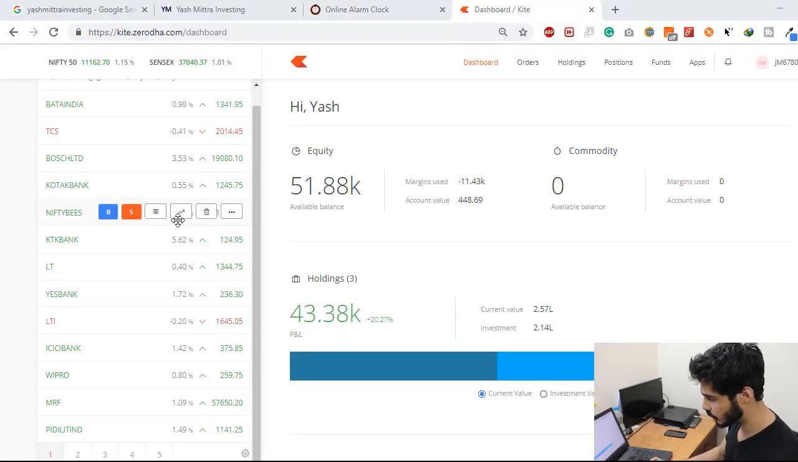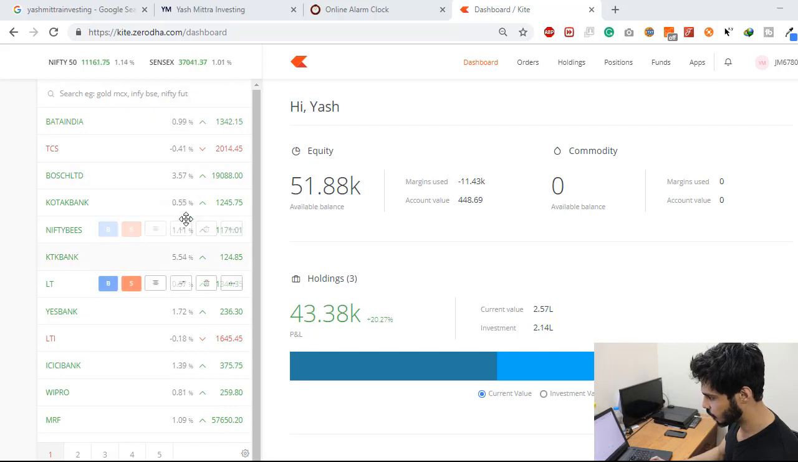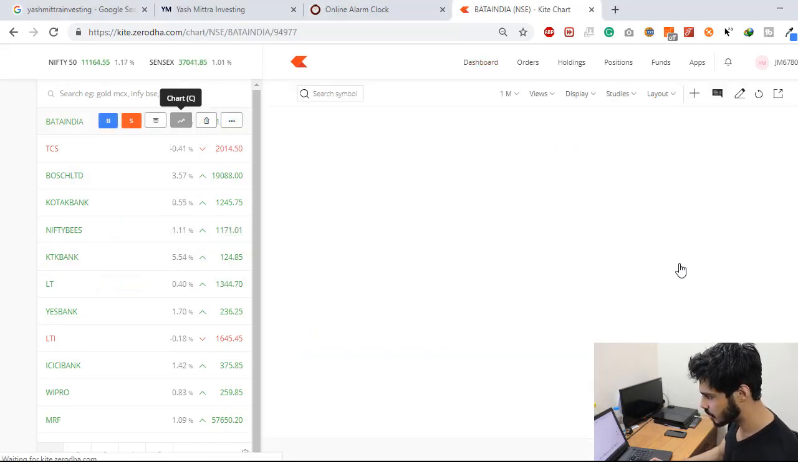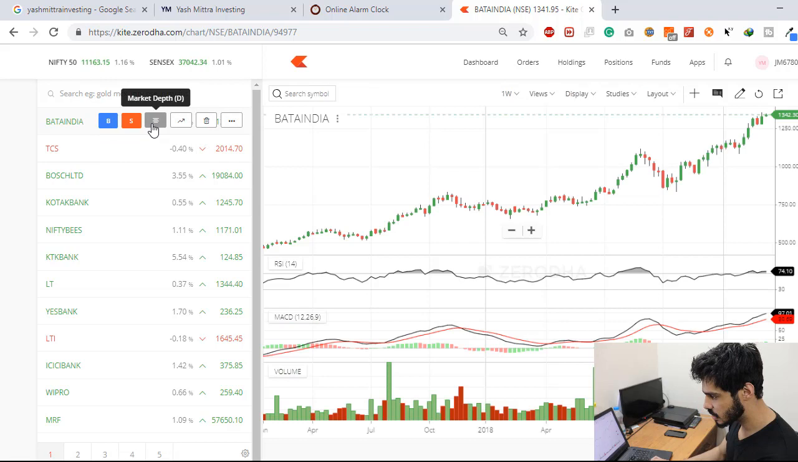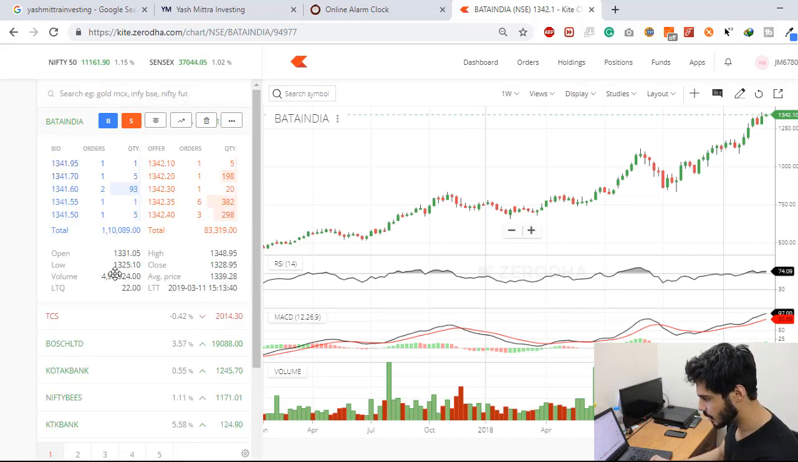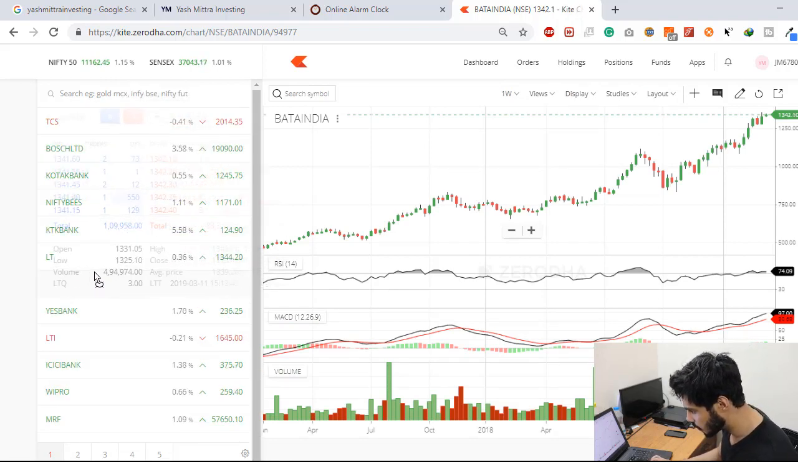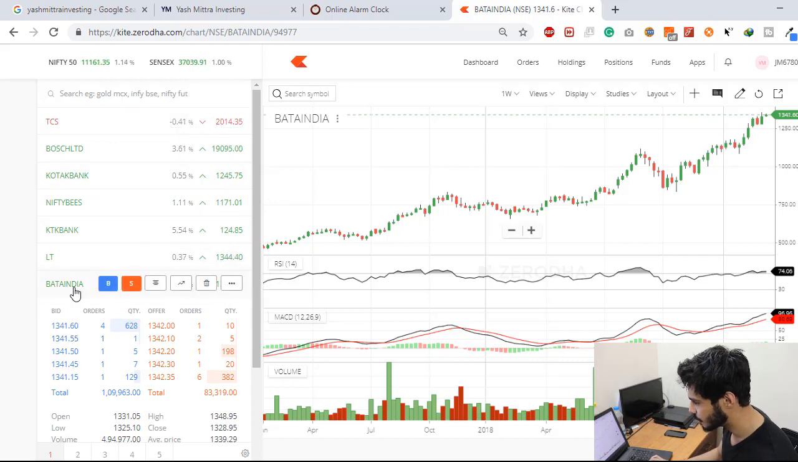All right, and what does this volume mean? Right, so let's look at this share of Bata. All right, and let's actually look at the depth of the market. All right, what is this? This is the volume right over here. You can see, right? This is the volume. All right, I messed that up. Okay, let me just put it back to the top.